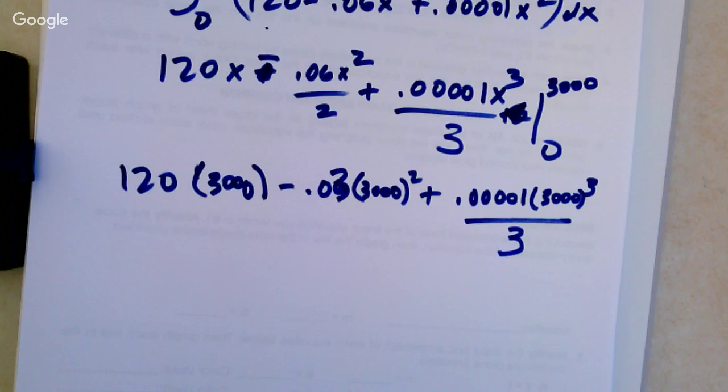So why are we doing it from 0 to 3,000? Because they want to know the total cost of making the first 3,000 chips, or the first 3,000 dogs.